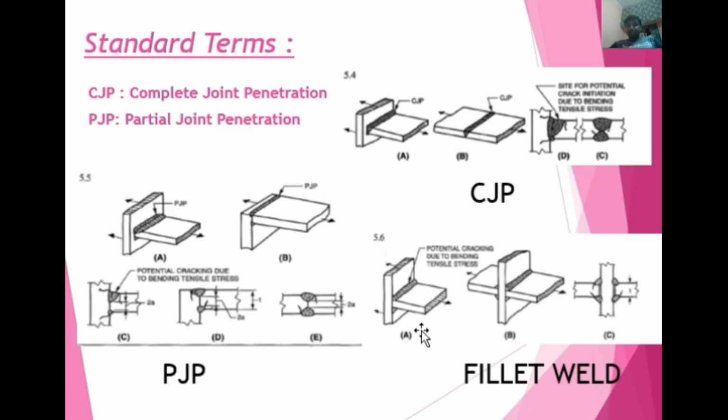Fillet weld, you see the fillet weld, how it's coming. So this is CJP and PJP. These are the two terms, and they are applicable in the fillet weld or groove weld. So you see here the fillet weld. This is the fillet weld. A, B, and C. You can understand these are the cross connections, cross marks.